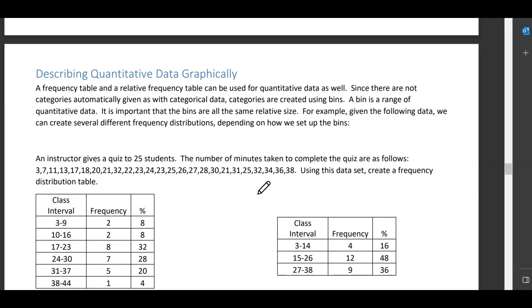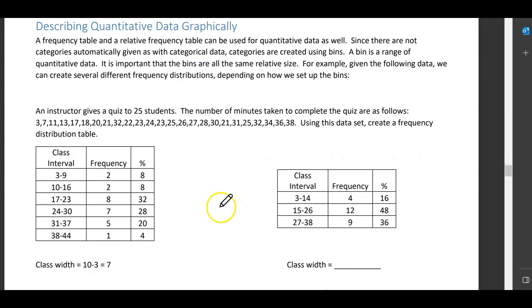Quantitative data. Here we have an instructor that gave a quiz to 25 students, so they have a list of 25 grades. And they want to put that into some kind of a visual summary. So in this case, he creates some class intervals. Everyone between 3 and 9 on their score, 2 people got that. Between 10 and 16, 2 people got that. Between 17 and 23, 8 people got that, etc.